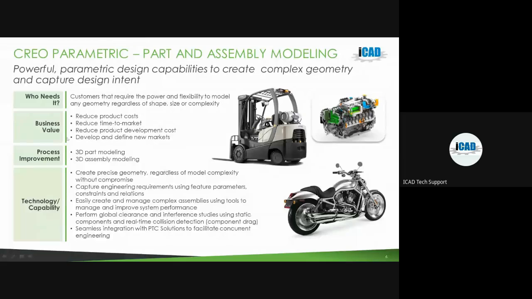In the process improvement stage, we can directly create 3D part modeling and 3D assembly modeling. In the assembly environment itself, we can also create the part files in the assembly modeling. The technology and capability used in part modeling and assembly can create precise geometry regardless of model complexity, without compromise.